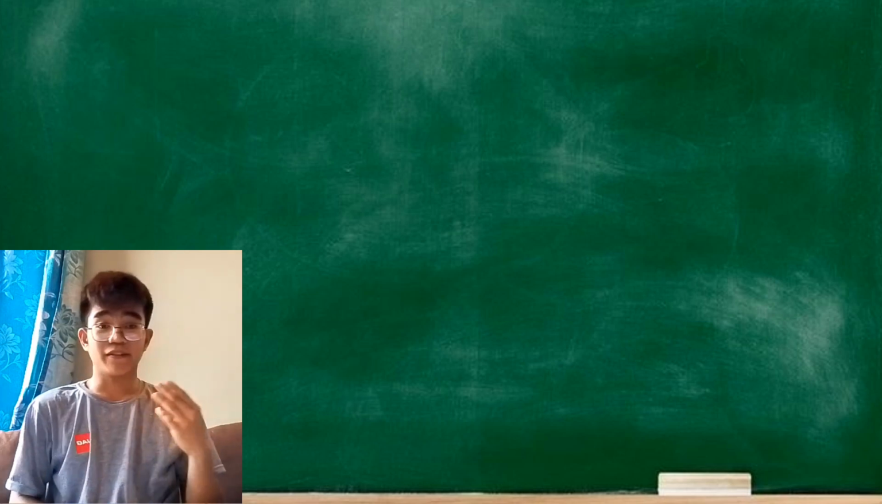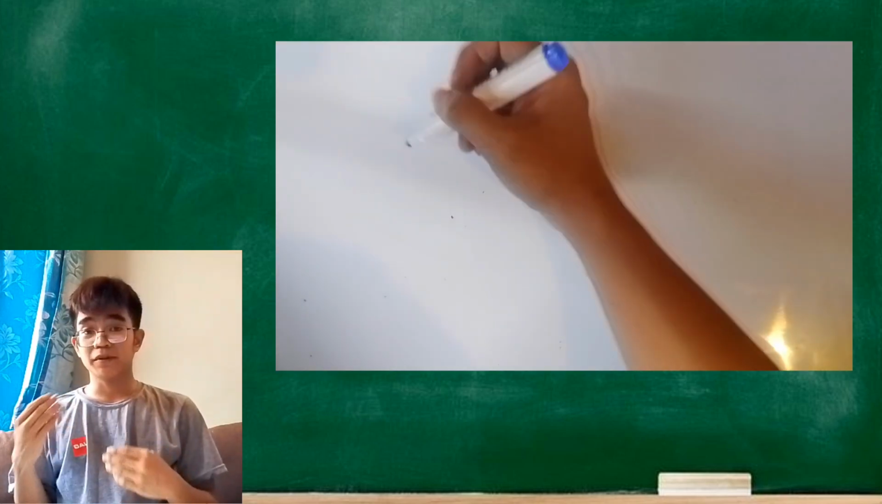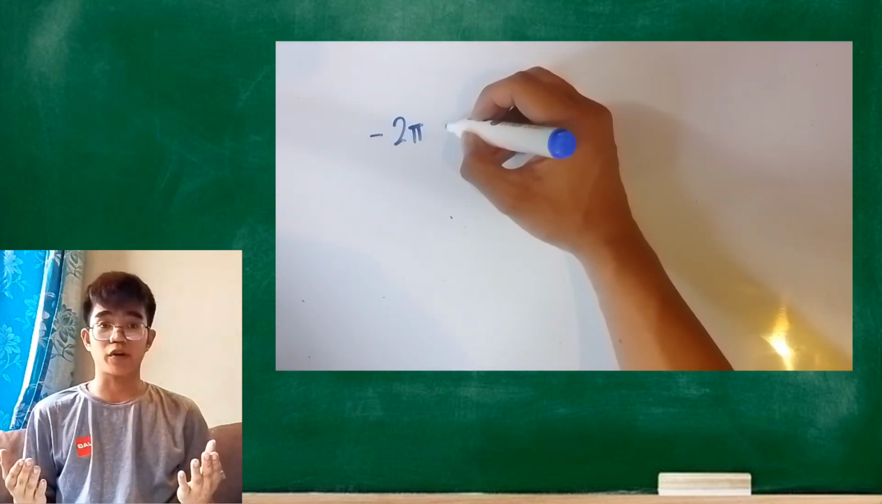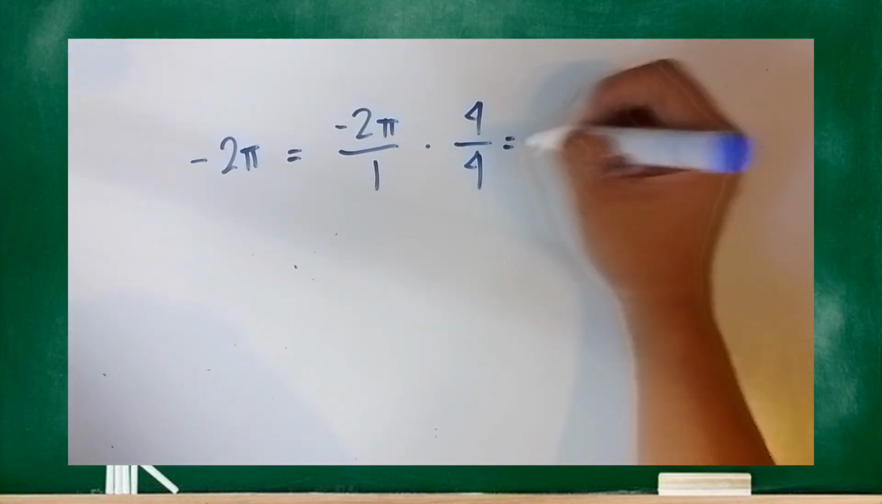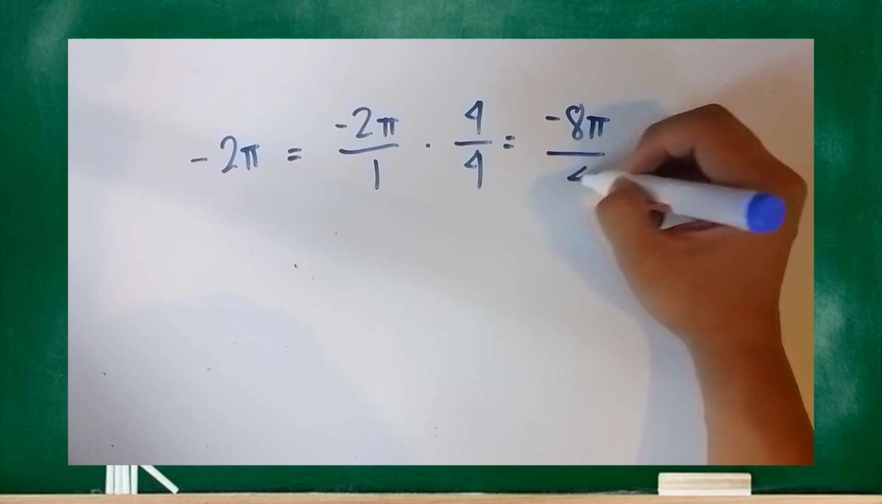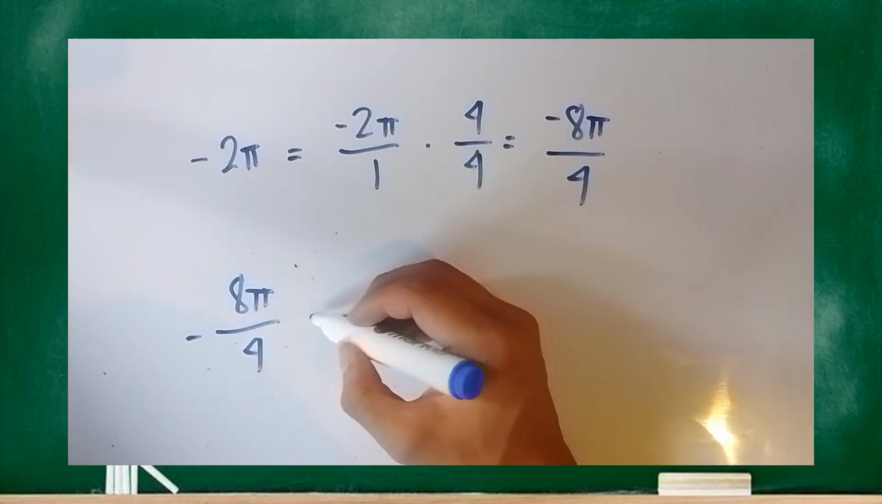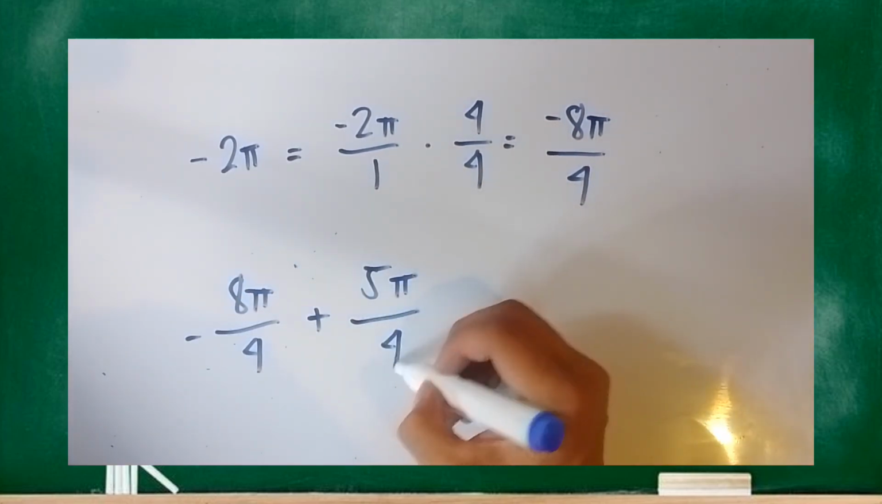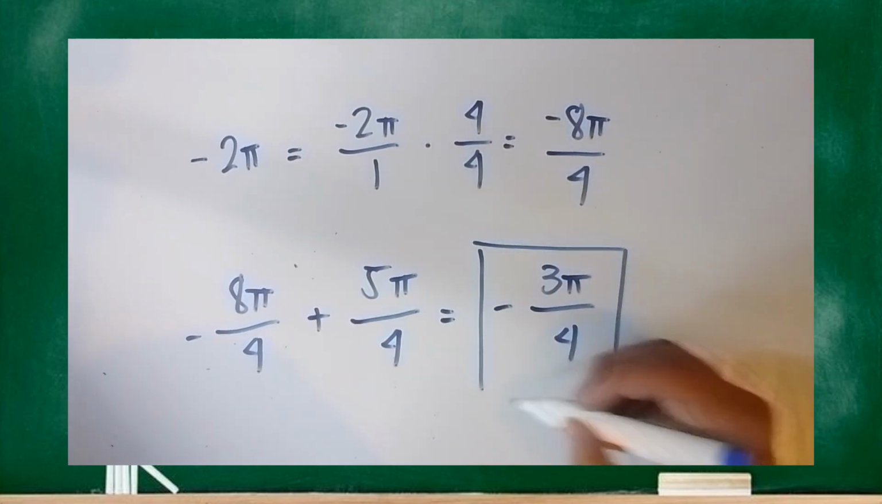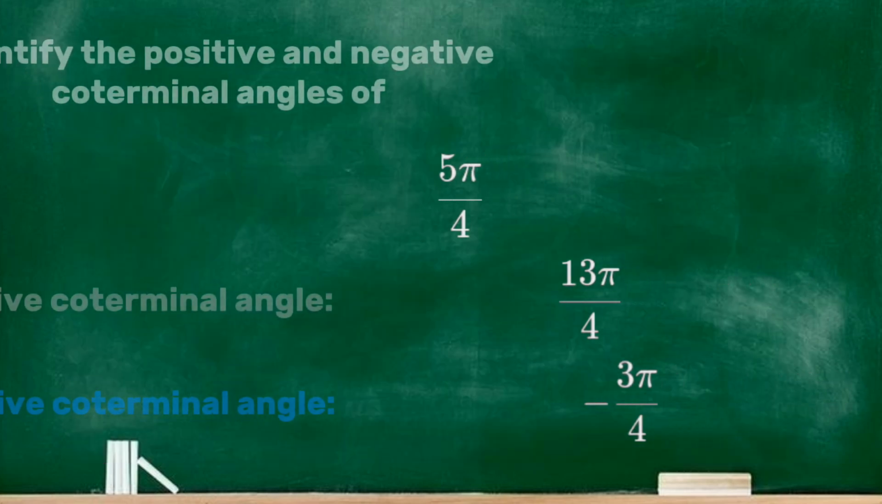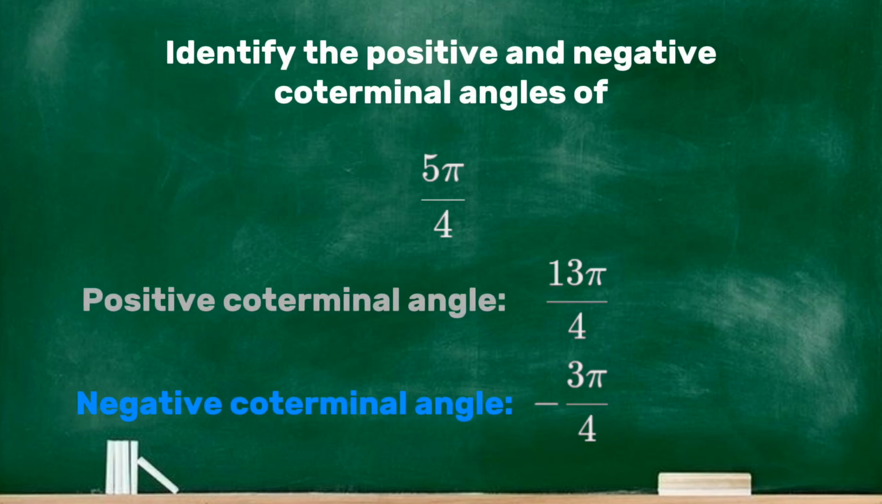And to find the negative coterminal angle, simply subtract 2 pi from 5 pi over 4. Following the same process, instead of adding, we simply subtract 2 pi from 5 pi over 4. With that, the positive and negative coterminal angles of 5 pi over 4 are 13 pi over 4 and negative 3 pi over 4.